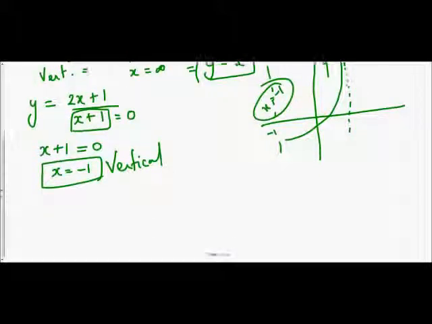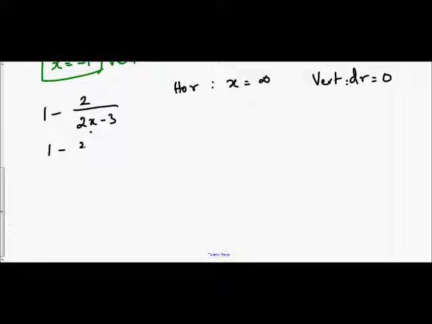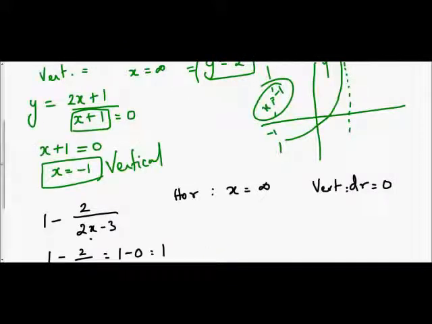What about this question? 1 minus 2 over 2x minus 3. The two things that you are supposed to understand here are that horizontal is when x is equal to infinity, and vertical is when the denominator is equal to 0. So these are the two things that we need to remember. When you put x is equal to infinity here, you will get 1 minus 2 over infinity, which is 1 minus 0, which is 1. Therefore, this is equal to y.